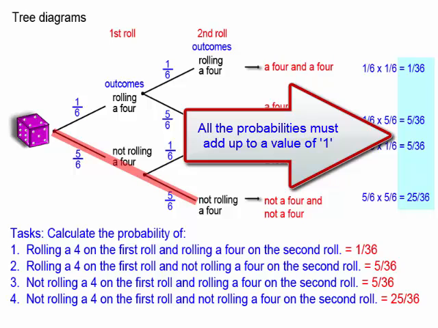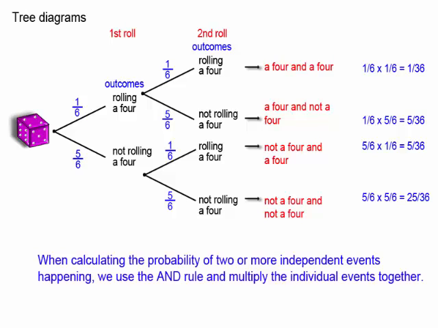You should note, like the individual branches in the probability trees, all these probabilities must add up to a value of 1. And there we have it. When calculating the probabilities of two or more independent events happening, we use the AND rule. We take each individual probability and multiply them together.